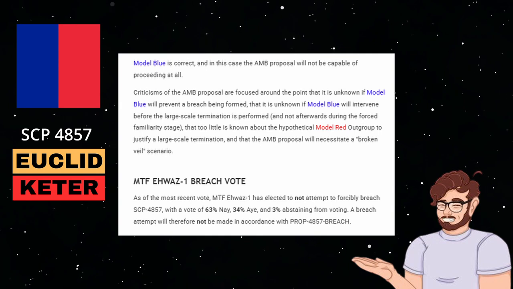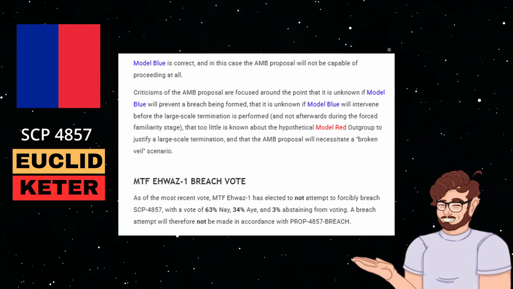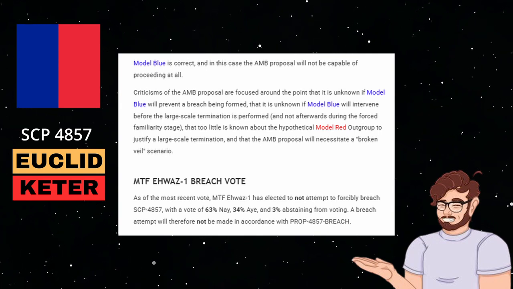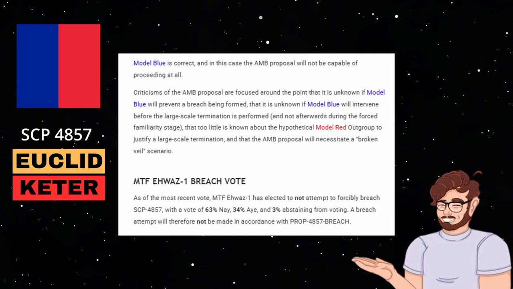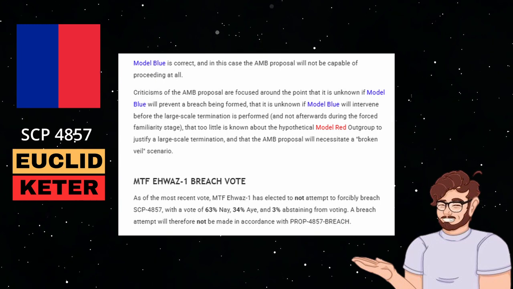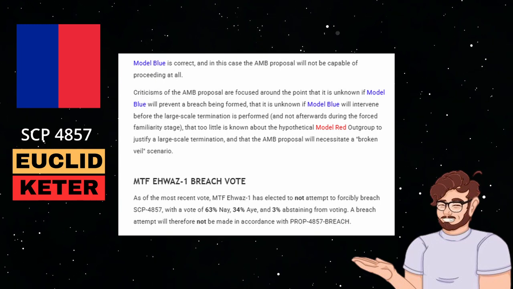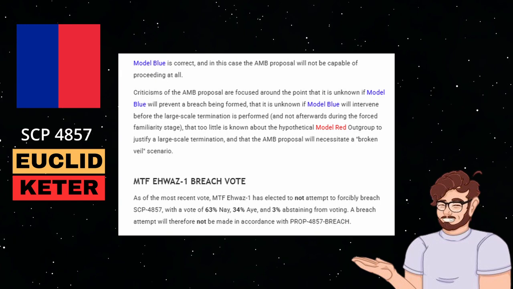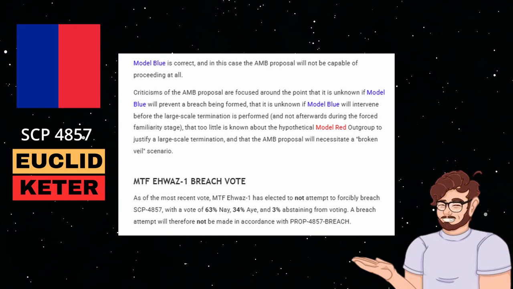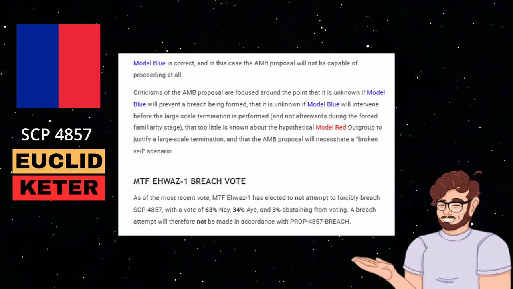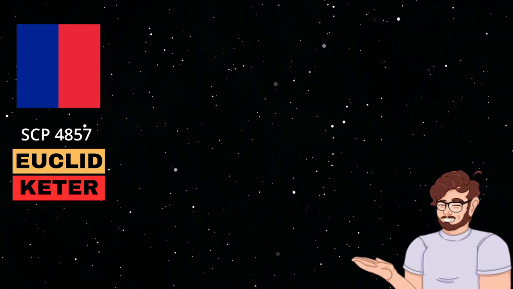As of the most recent vote, MTF-1 has elected to not attempt to forcibly breach 4857, with a vote of 63% saying no, 34% saying yes, and 3% abstaining from the vote. A breach attempt will therefore not be made in accordance with Proposition 4857 breach.